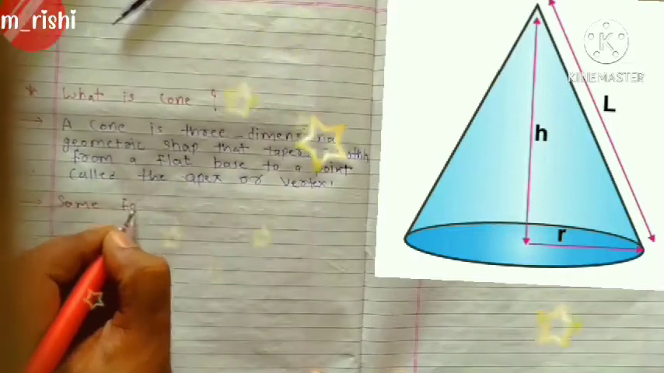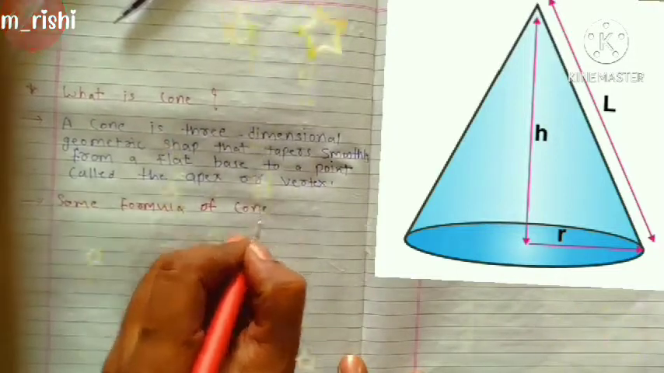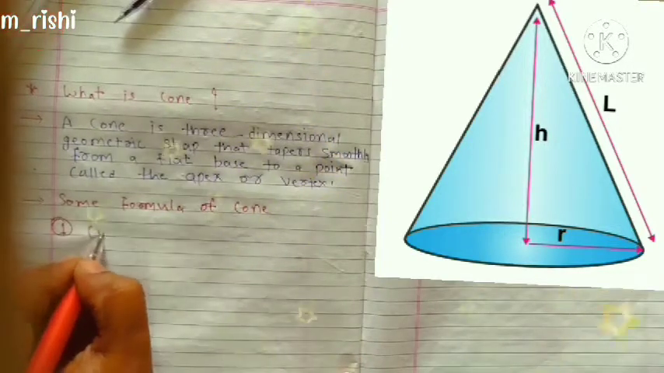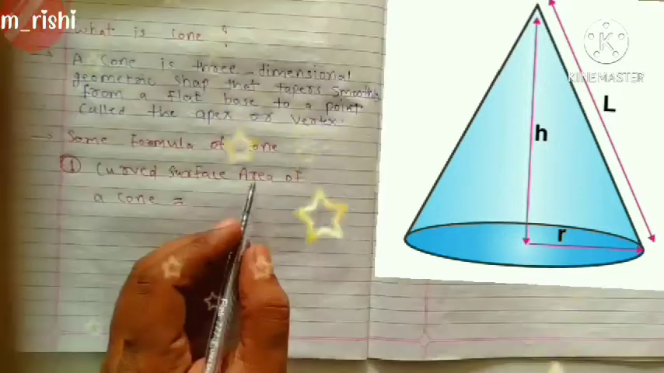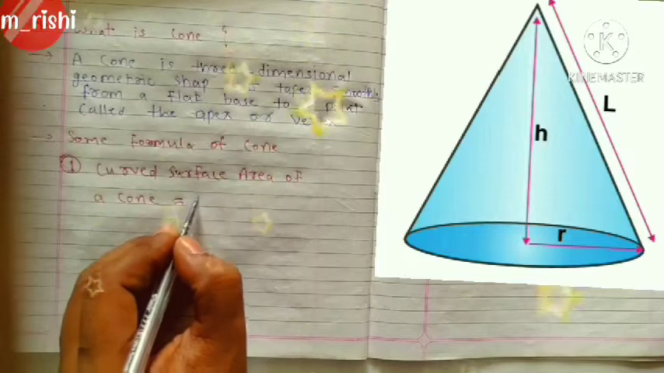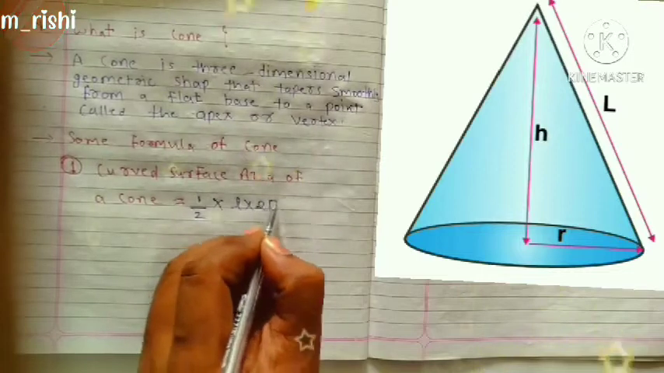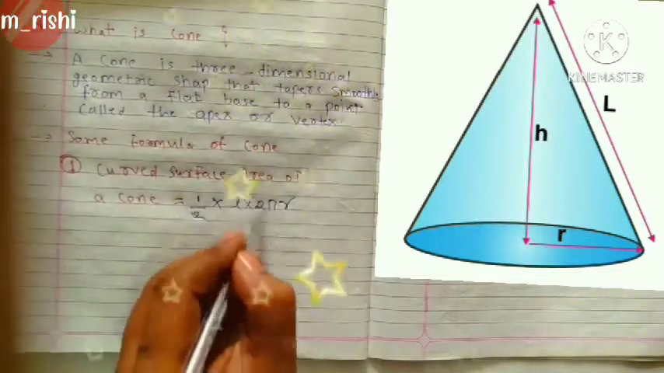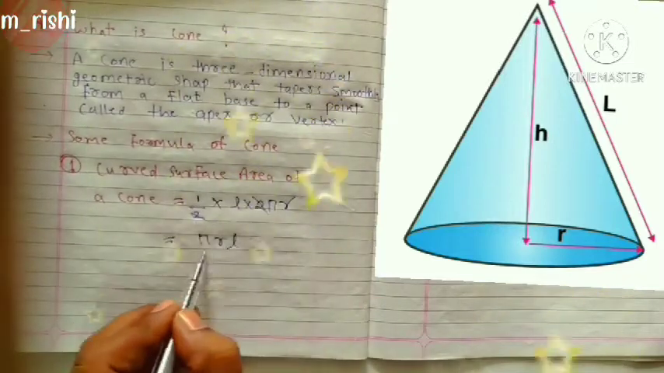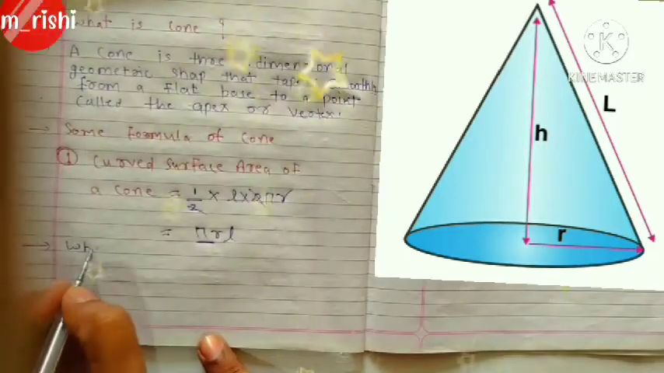Now next is some formulas of a cone. First, the curved surface area of a cone is equal to 1/2 multiplied by L multiplied by 2 pi r. Yes, 2 cancels, so finally we get pi r L. This is the curved surface area of a cone.